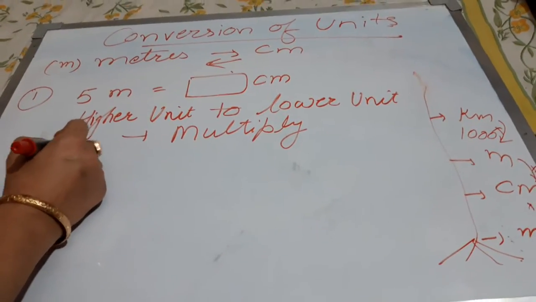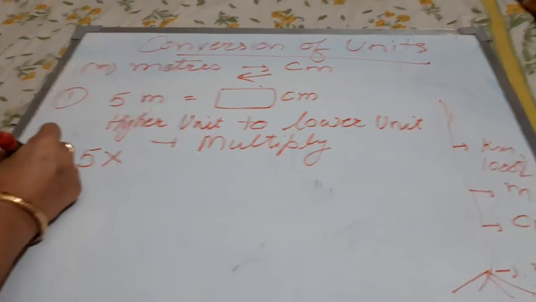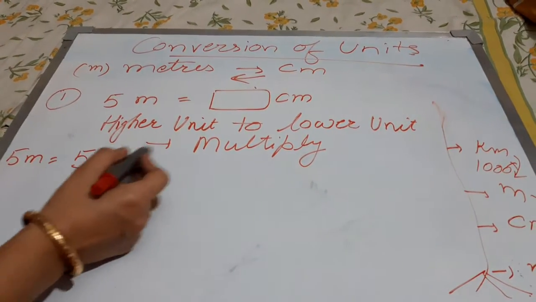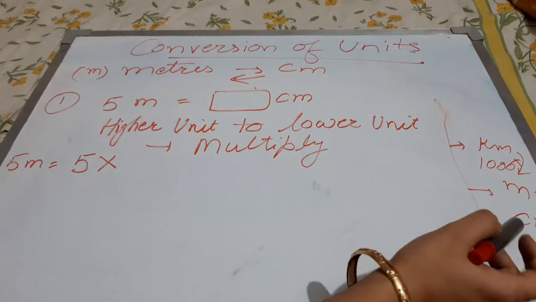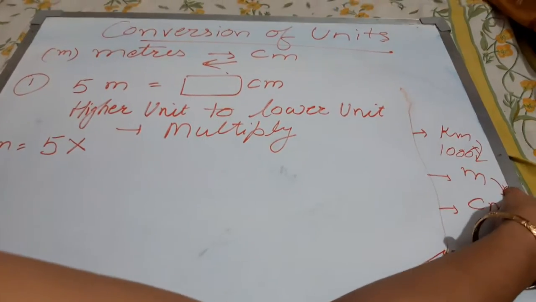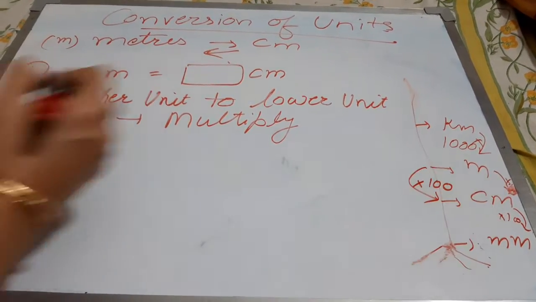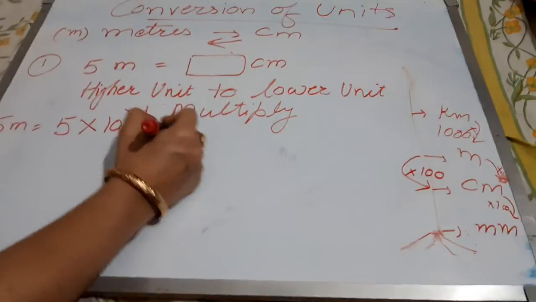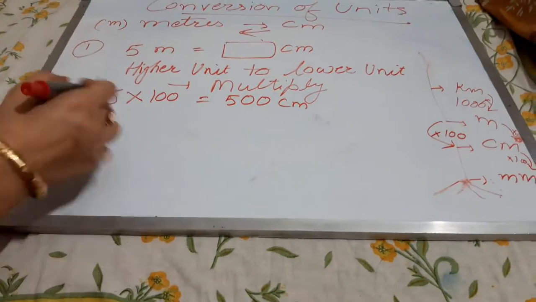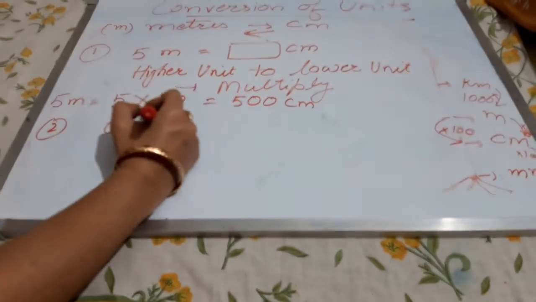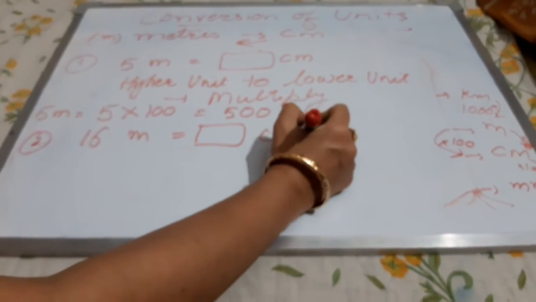So I'll multiply, but multiply 5 by what? If I want to convert 5 meters into centimeters, I will multiply because a higher unit is converting into a smaller one. Multiply by the relationship. Meters to centimeters, it is 100 times. So 5 times 100 is 500 centimeters. Take one more example: 16 meters is equal to how many centimeters?